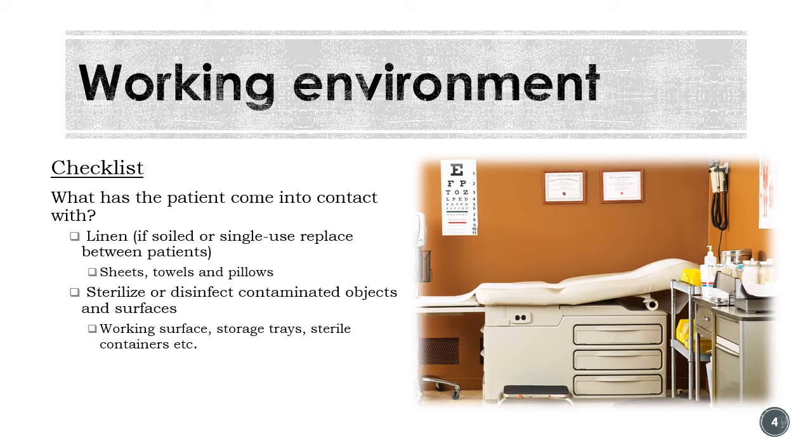But the main things you're going to look at are the linen. If any linen is soiled, or you're using single use, like in the image here where you can see he's using single use paper towels, then you would replace them, or you would replace the soiled linen. Here, soiled linen refers to any linen that has blood or body fluids on it.